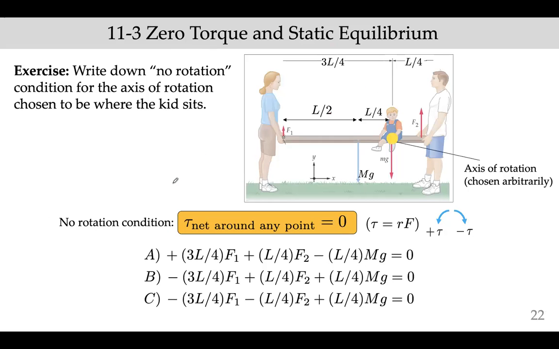Okay, so in this exercise, it says write down the no rotation condition for the axis of rotation chosen to be where the kid sits. So for this one, if you do the calculation, you will find the answer. It's going to be your turn to calculate it. You can pause here if you want. It will be one of these, A, B, C. Let's see if you can calculate it correctly. You can pause here if you want.